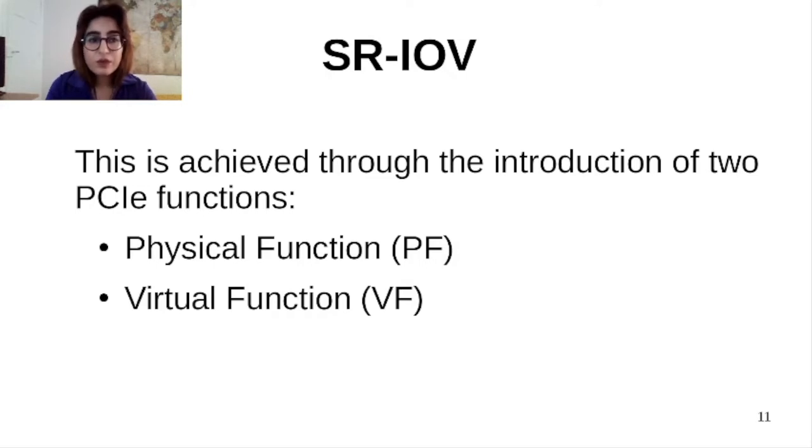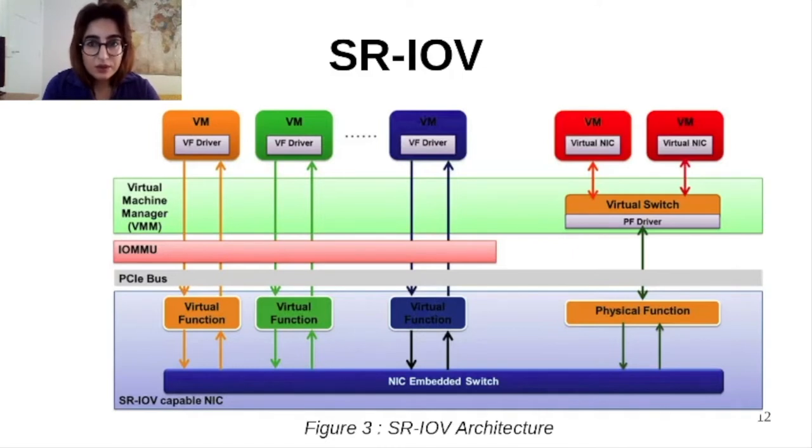This can be achieved through the introduction of two PCIe functions, physical function or PF and virtual function or VF. Physical function is a full PCIe device that includes SRIOV capabilities. A single PF can provide management for a set of virtual functions. A virtual function is created and managed through a PF. A VF is a lightweight virtual PCIe device that provides at least the necessary resources for data movements. A virtual function can be assigned to a virtual machine.